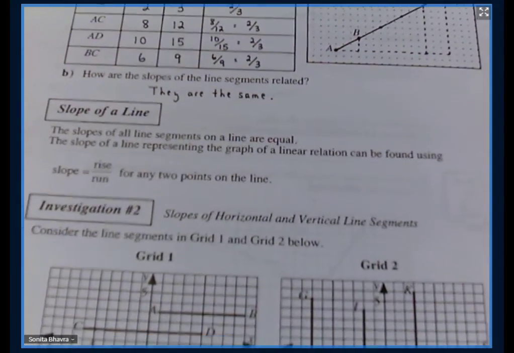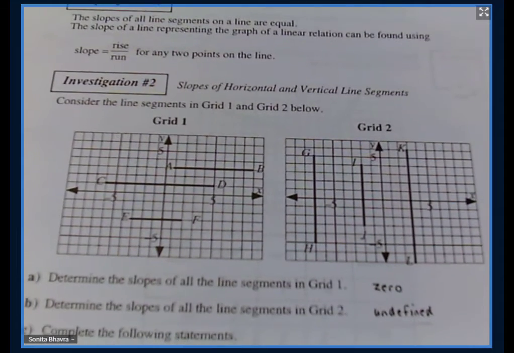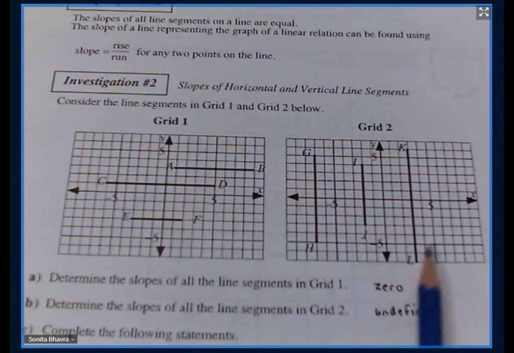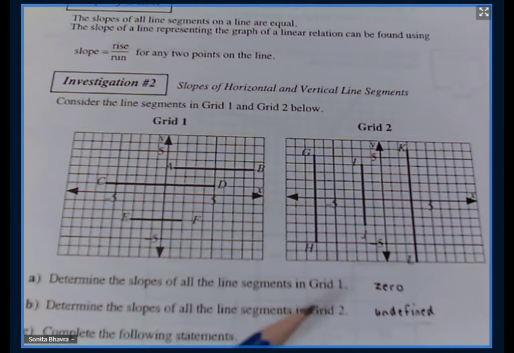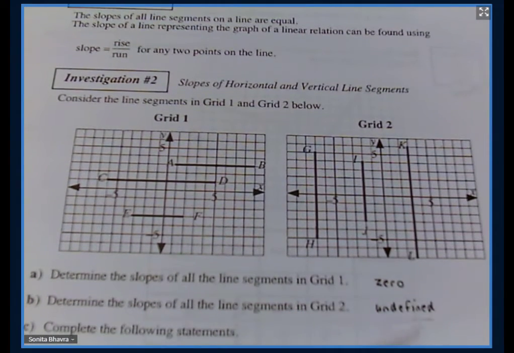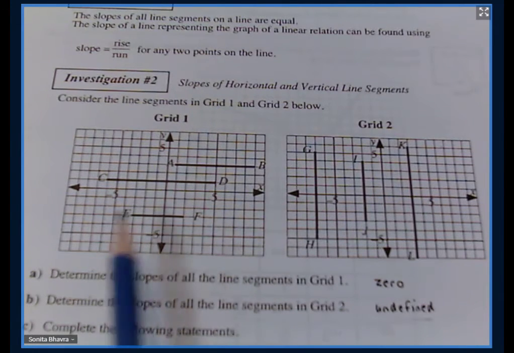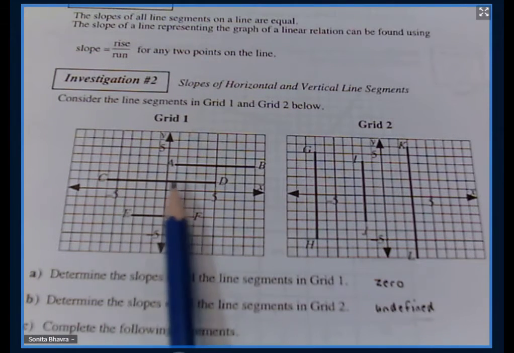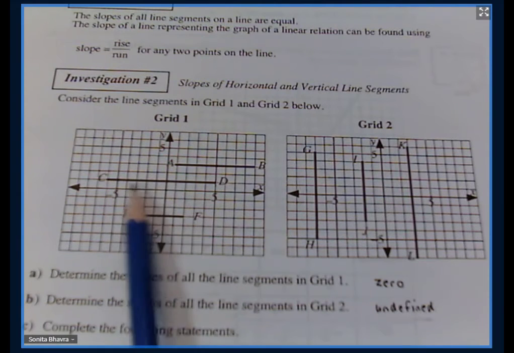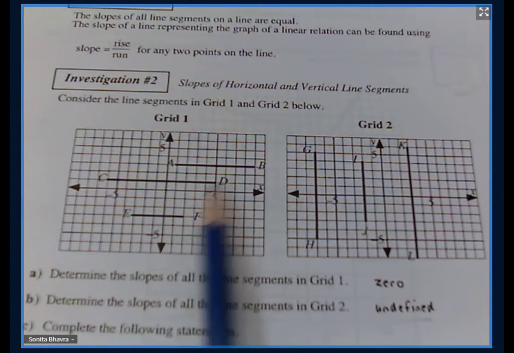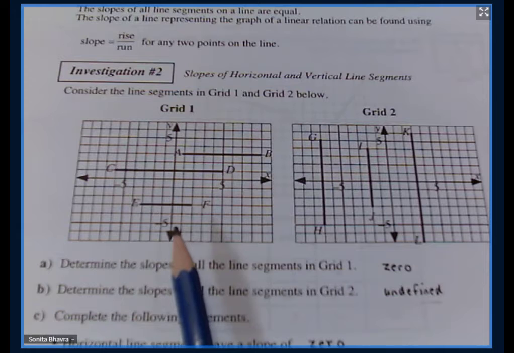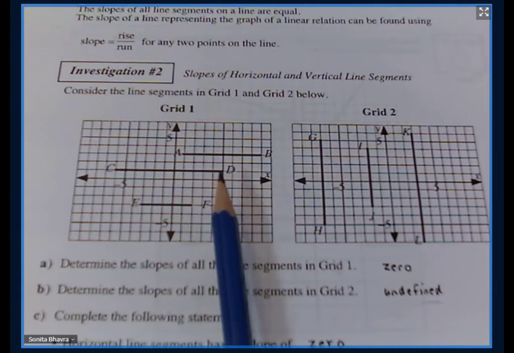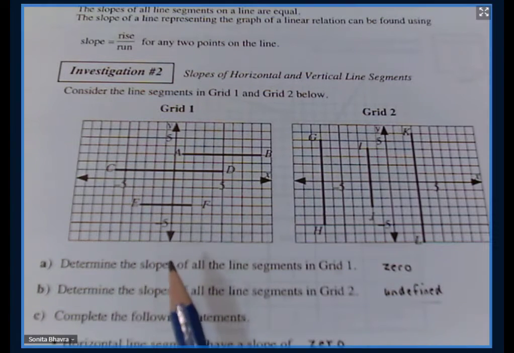All right, next we're going to look at vertical lines here on grid 2 and horizontal lines here. So how are we going to determine slopes when there is no slope? Horizontal lines, there's no slope. Going from left to right for all of these lines, there is no slope. So we say the slope is 0. Anytime a line is horizontal, the slope is 0.